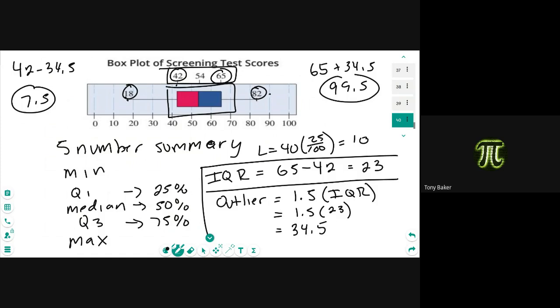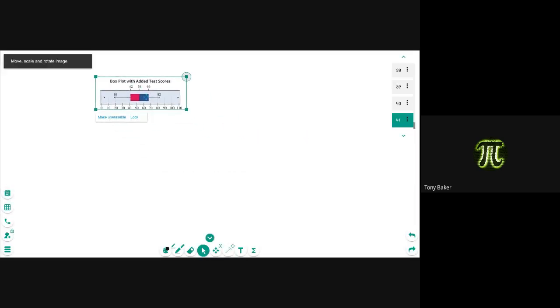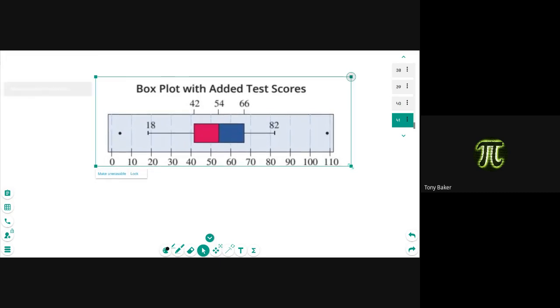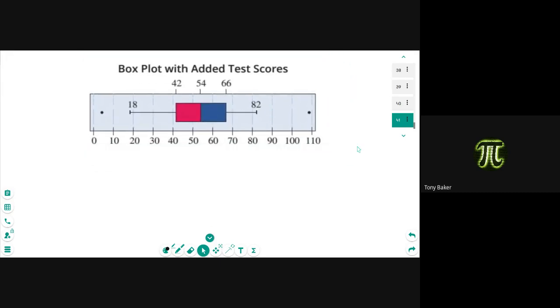And what you do, let me see, yeah, so they added a couple test scores just to show you what the outliers look like. So when you label your box and whisker plot, if you have an outlier, it's a little dot. And your min and max does not go down to the outliers. So your min and maxes are where they are without the outliers put in. So in this case, we had an outlier below and above, so they put little dots to represent the outliers.